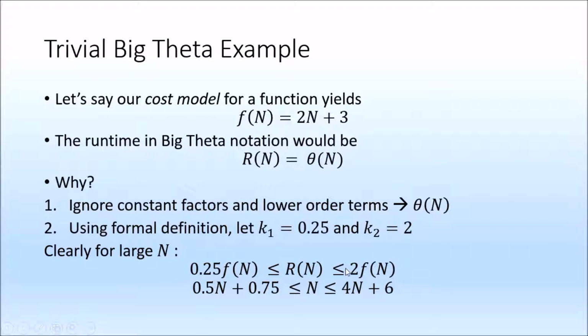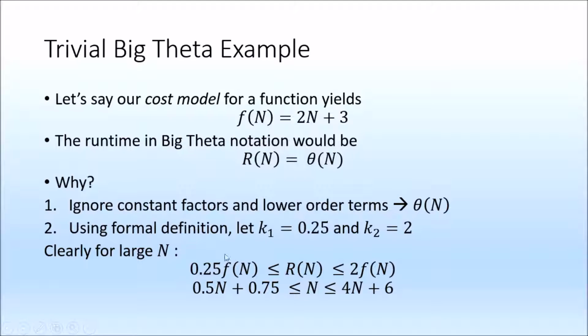Now, where did I get the 0.25 and 2? Well, I just arbitrarily picked those so that it works. So basically what big theta says is that there has to exist some constants for which this is true. If they exist, then the big theta works. If they don't exist, then you can't use that big theta as a function of that.